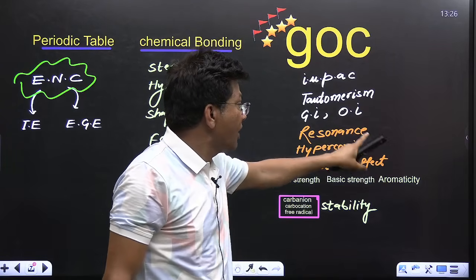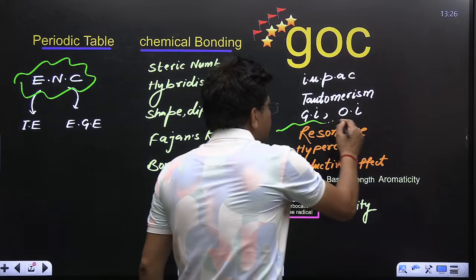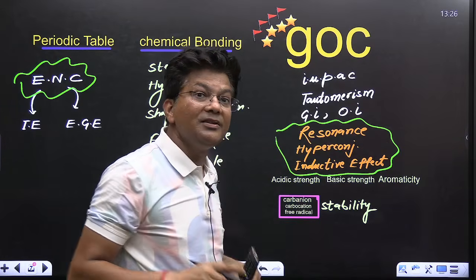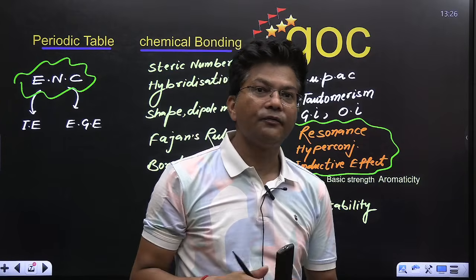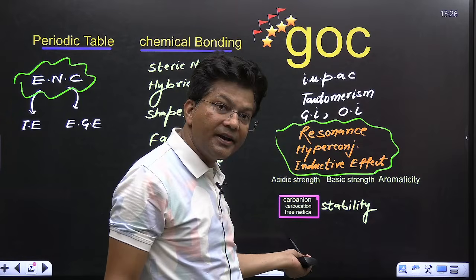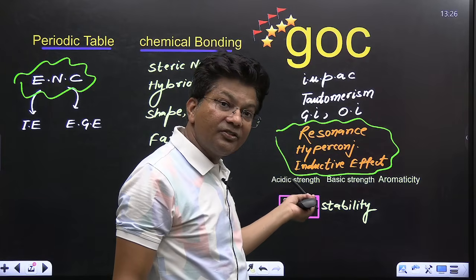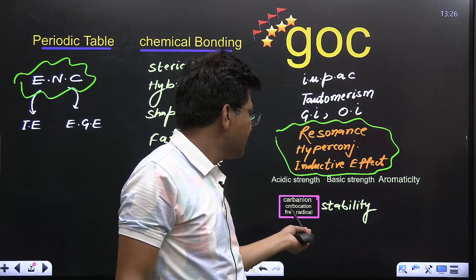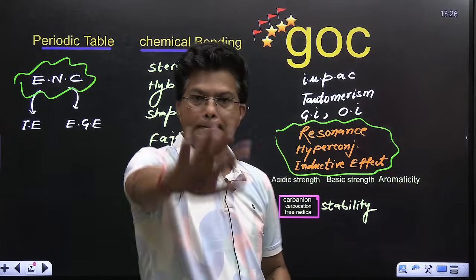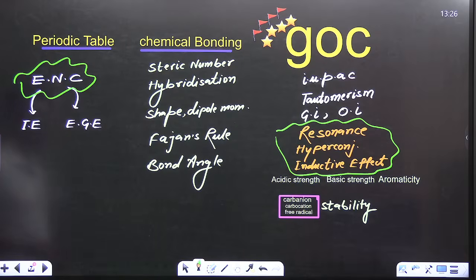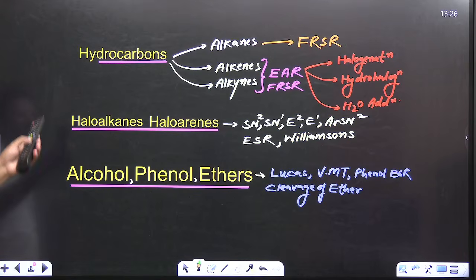Now, once you have got all three, the main focus is to apply these three effects on five things: carbocation stability, carbanion stability, free radical stability, acidic strength, basic strength, and aromaticity. These three and these five things, that is the application. Now, once this is clear, my dear students, come to the next page.